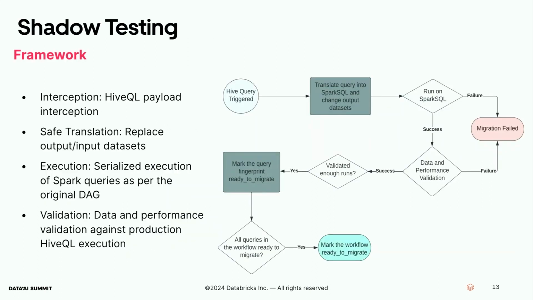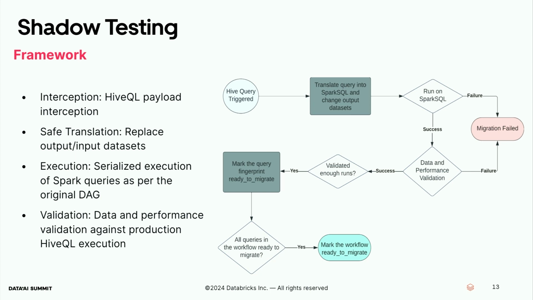So once the translation was done, the next step was to validate it against the production Hive payload. For this, we built the shadow testing framework, and here's what it did. It intercepted the Hive payloads at the Hive proxy layer. Once a Hive payload was submitted to Hive proxy, it translated it into SparkSQL. It also ensured that this translation was safe, which means that all the output data sets were replaced.